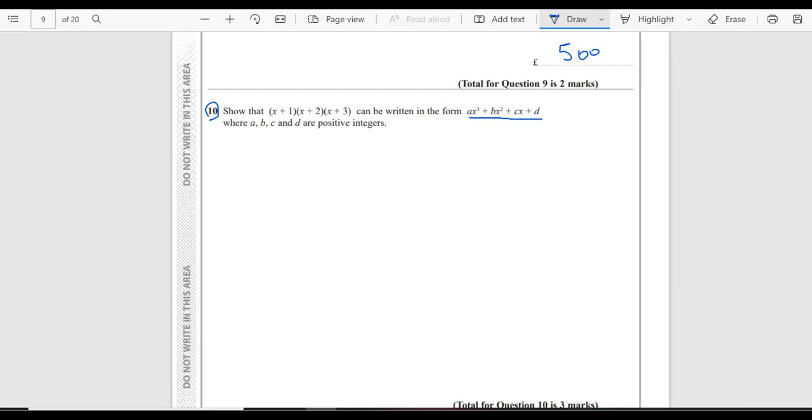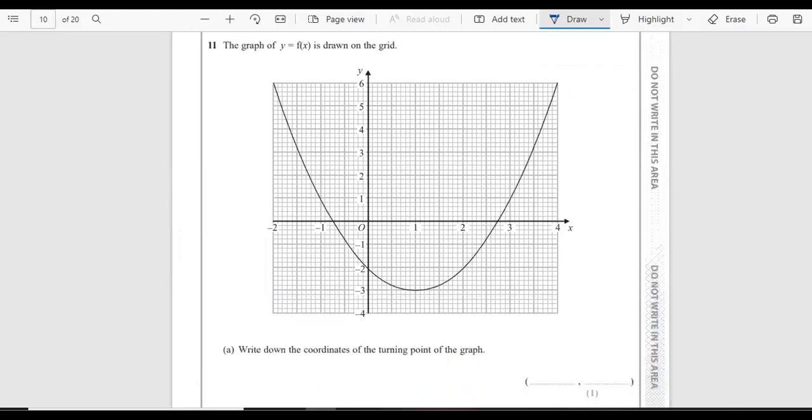I have x cubed plus 6x squared plus 11x plus 6. Very good. Excellent. That is correct. Okay, let's talk about the next one. It says the graph of y equals f of x is drawn on the grid. Write down the coordinates of the turning point.